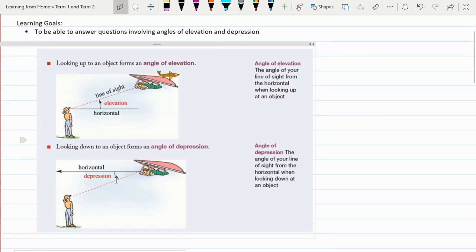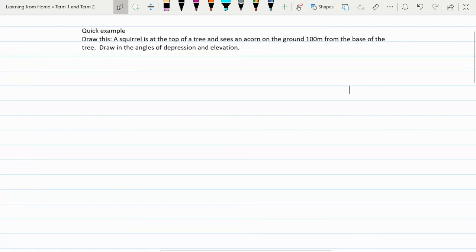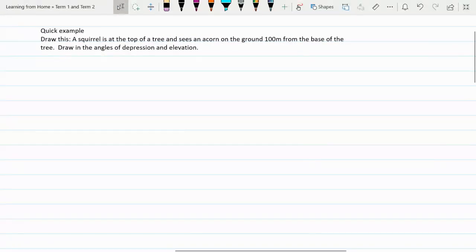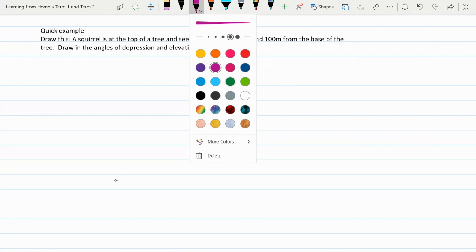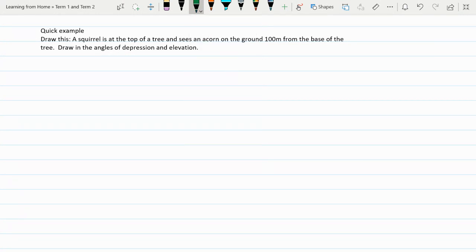So here is a quick example of drawing in angles of elevation and depression from a worded problem. So a squirrel is at the top of a tree and sees an acorn on the ground 100 meters from the base of the tree. Draw in the angles of depression and elevation.